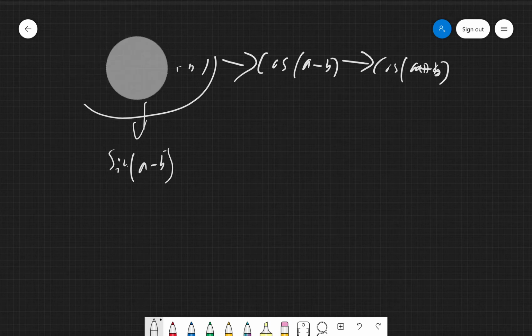Another thing to help you memorize: if you know an identity but you're unsure whether it's plus or minus, just plug in some simple values. A book said to just plug in 90 and 0, or 0 and 30, something that you definitely know.